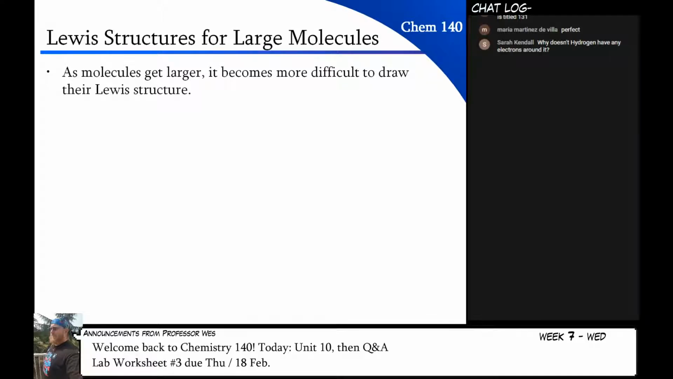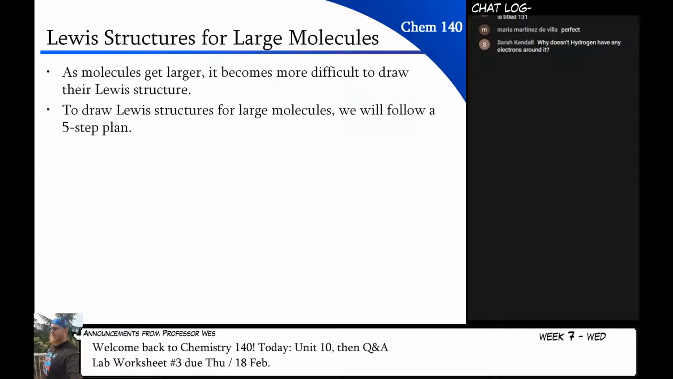So we need an easier way to draw Lewis structures, and the easier way that we're going to propose is this plan right here. This is called the 5-step plan for Lewis structures. And so when you construct a Lewis structure for a molecule, you're always going to follow these 5 rules in order. If you go out of order, you get the wrong structure, and that's important. Don't mix up the order of these rules.